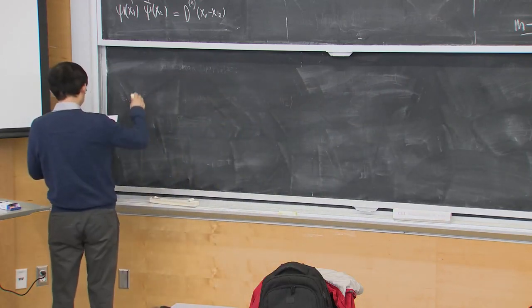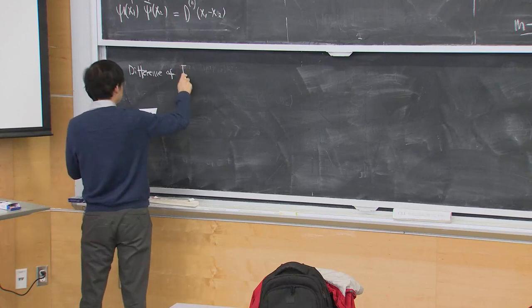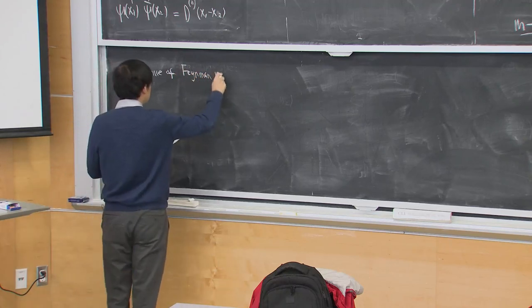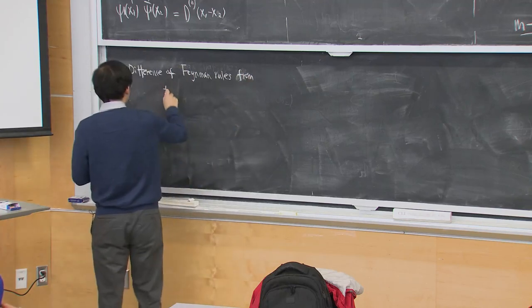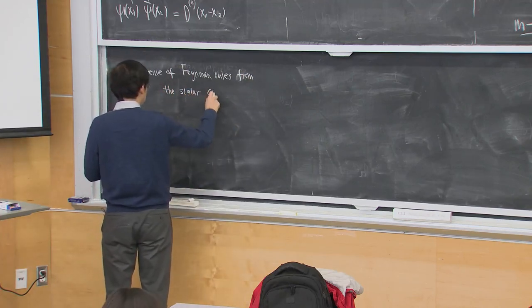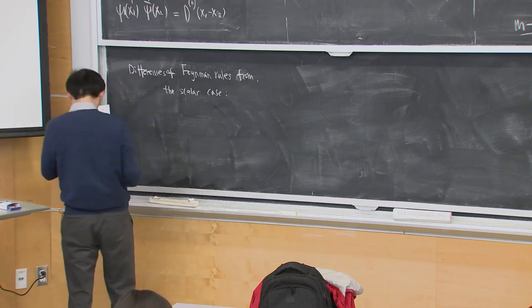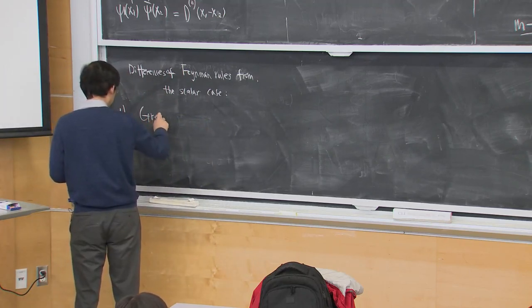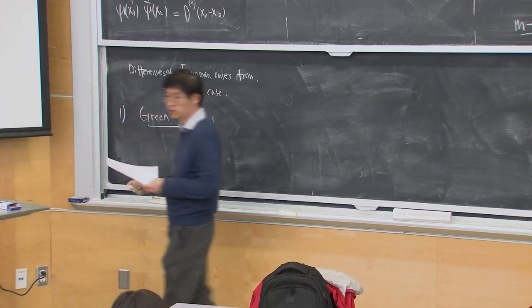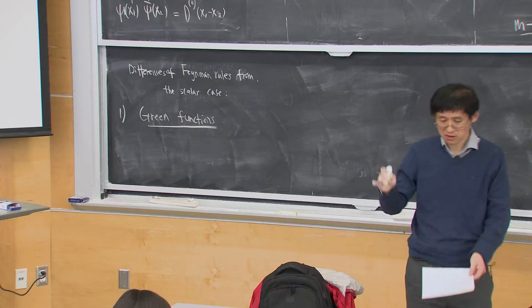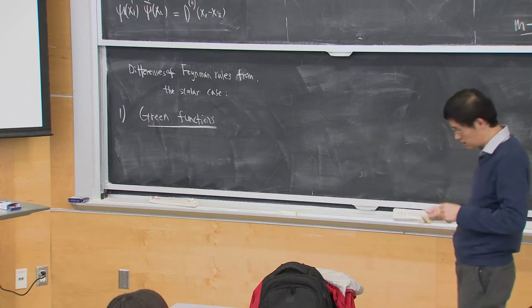So, the differences of Feynman rules from the scalar case. There are various differences. Remember we have different Feynman rules for Green functions and also ones for scattering amplitudes. The scattering amplitude is the one with the external legs truncated, and in the Green function, you don't truncate the external legs. So let me first discuss the Green functions.